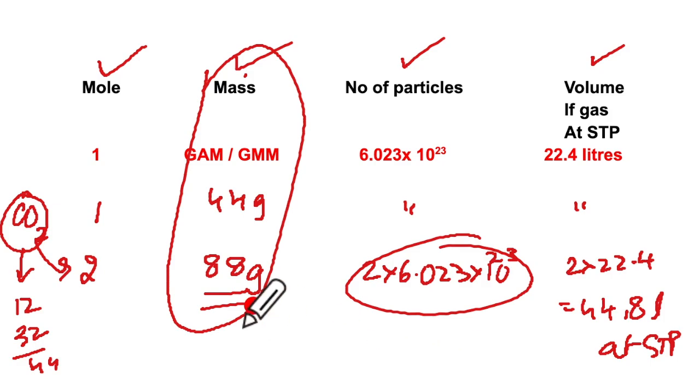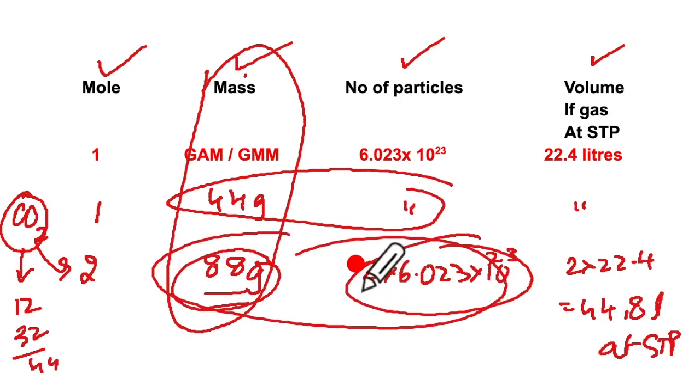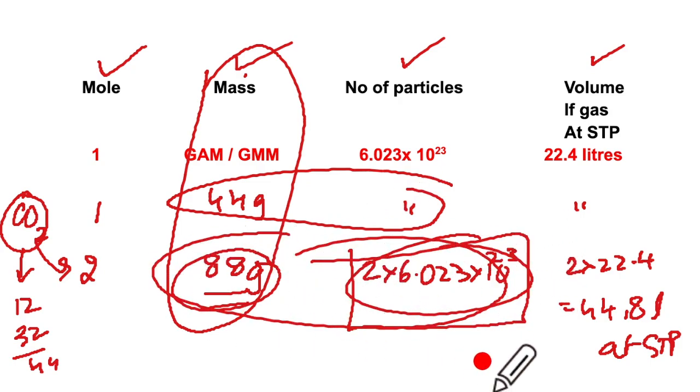So they can ask you, if the mass of CO2 is 88, find the number of particles. So you will say 88 grams will have how many particles? If 44 grams has 6.023 into 10 to the power 23. This will be the first line, this will be the second line, and this becomes the answer.